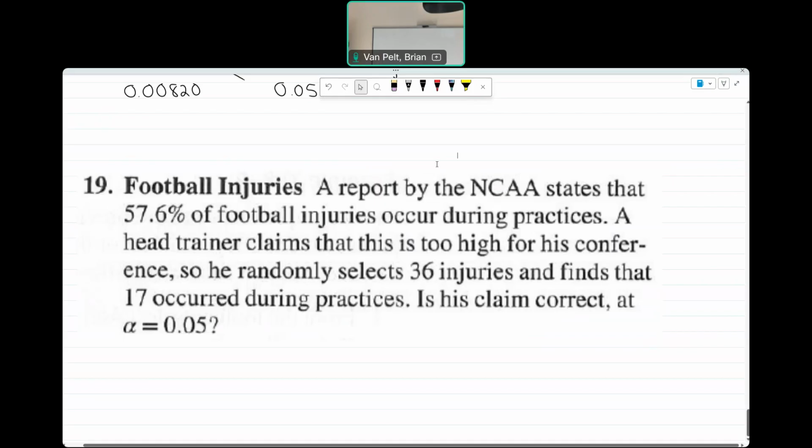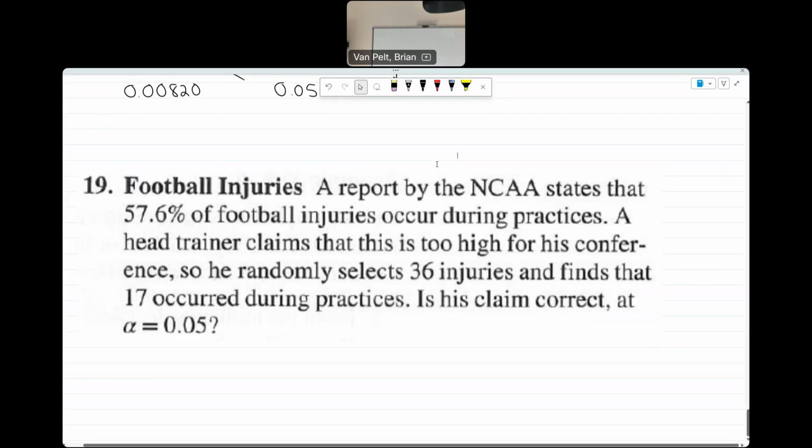H_A is always the one that gets the less than or greater than sign. One of these is getting the less than sign. This is the less than sign.